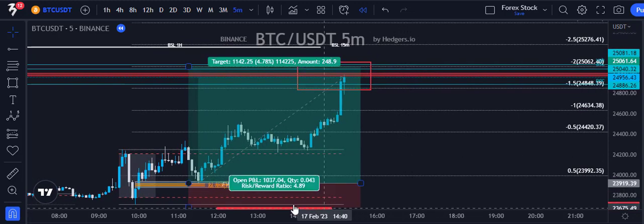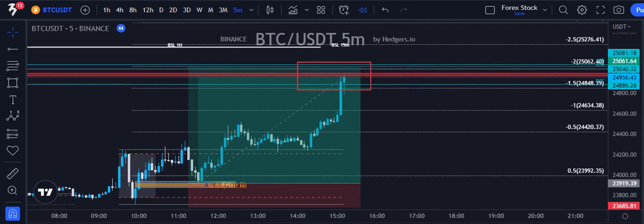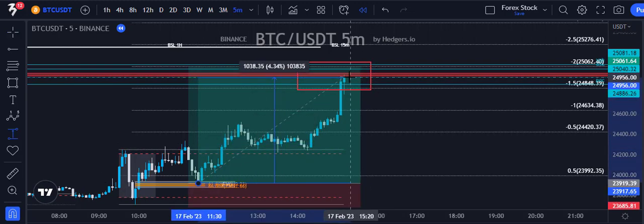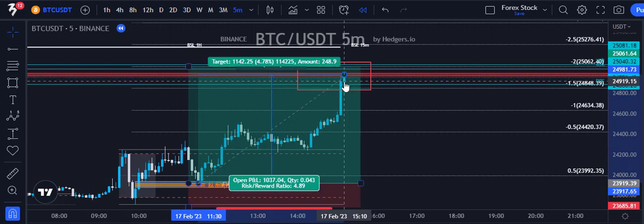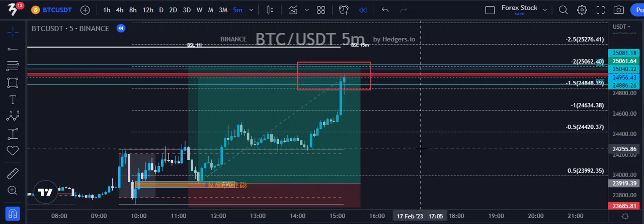Let's just see from this entry point towards our take profit. It's a 4.5% trade. That is huge. It's like a swing trade happened here for you. The scalp is almost like 1% or under 1%. But this trade is above 1%, and that is a huge profit for you.